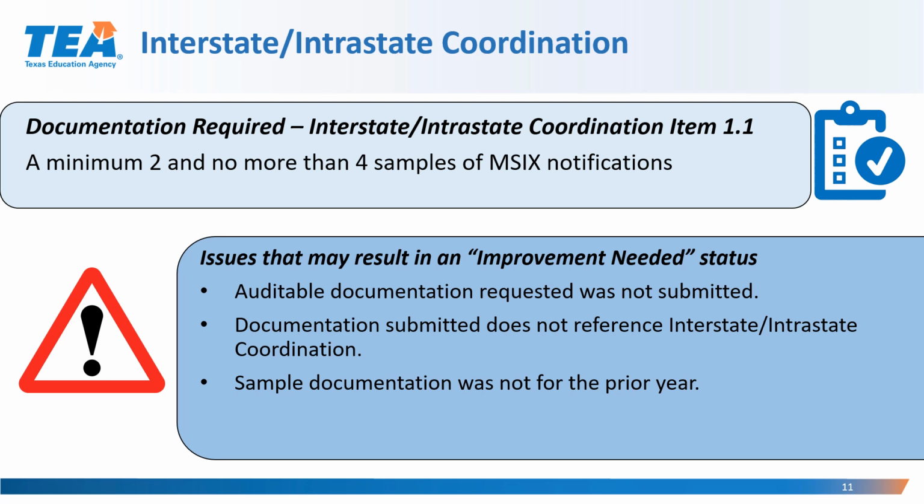As mentioned before, for item 1.1, the acceptable documentation is a minimum of 2 but no more than 4 sample M6 notifications. The following issues may result in an improvement needed status. The auditable documentation requested was not submitted. The documentation submitted doesn't reference interstate or intrastate coordination. Again, this has to do with those move notifications and data requests. Or the sample documentation was not for the prior year.